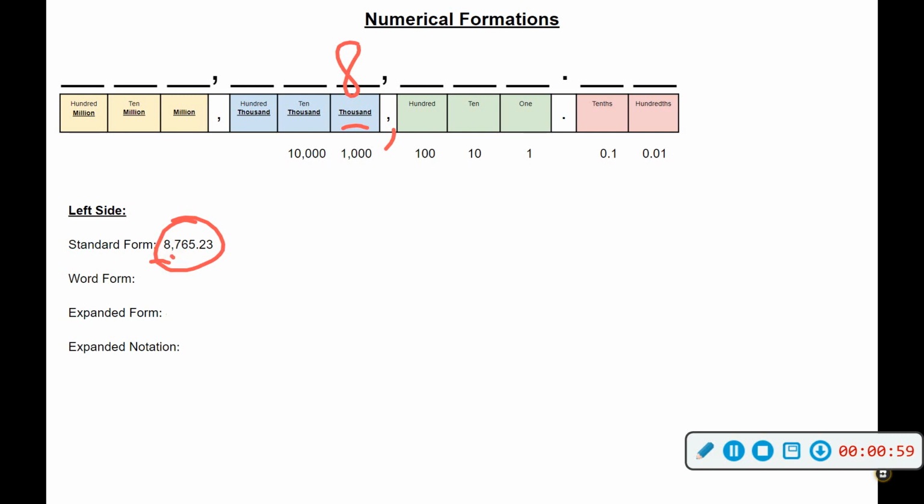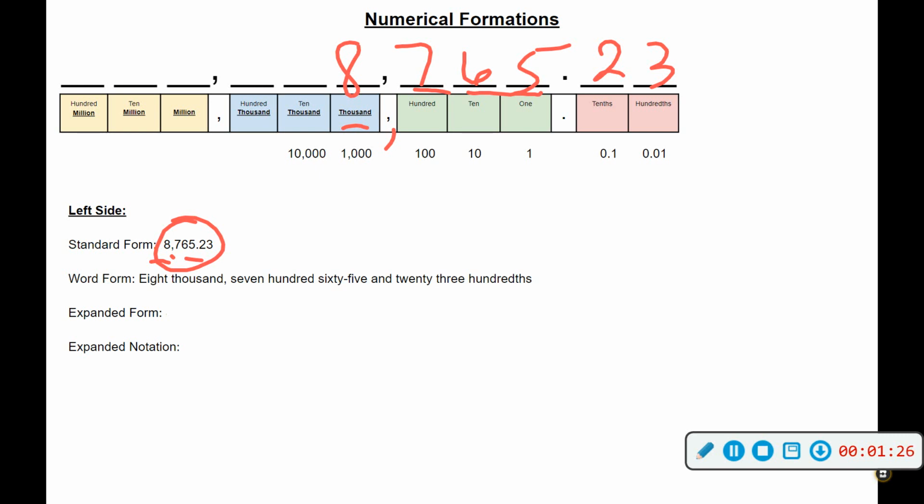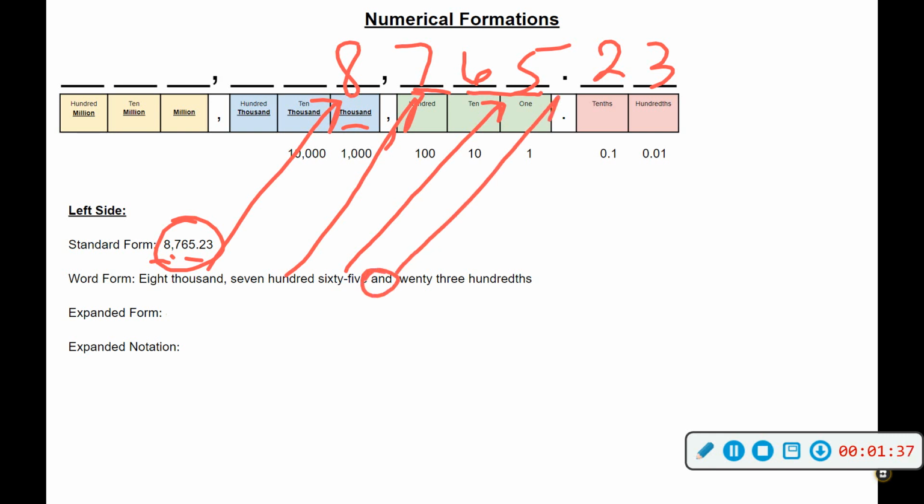For example, 7 is going to be in the hundreds place. Now we don't just say 700 and end it because there's more to it. There's also a 65. There's 6 tens and 5 ones. So far we would say we have 8,765 and now we have 23 hundredths. So the way that would be in word form is just as we said it. We have the 8,000, the 700, and then we have 65 joined together. As you guessed it, that "and" is the decimal. And then finally 23 hundredths.